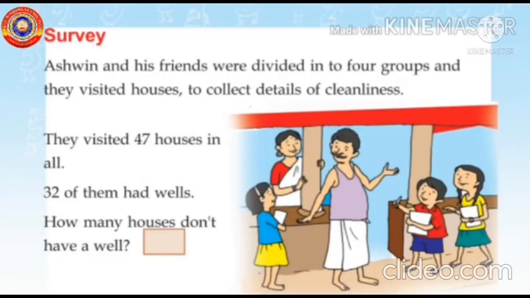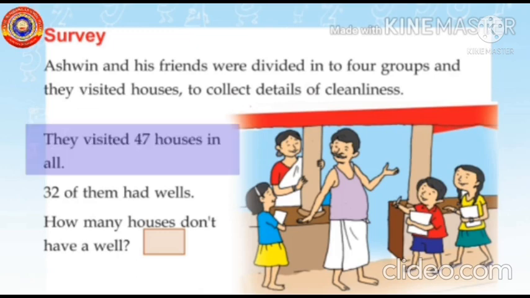Second activity, survey. Ashwin and his friends were divided into 4 groups and they visited houses to collect details of cleanliness. They visited 47 houses in all. 32 of them had wells. How many houses don't have a well?